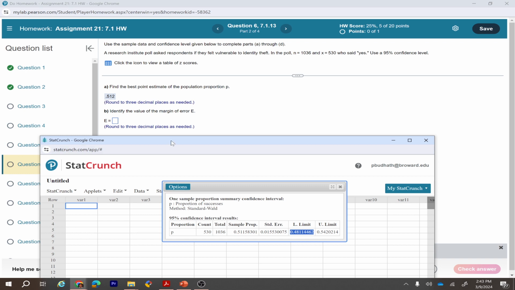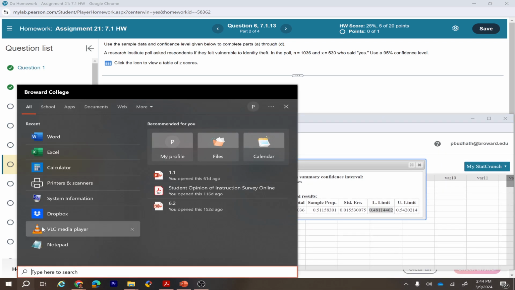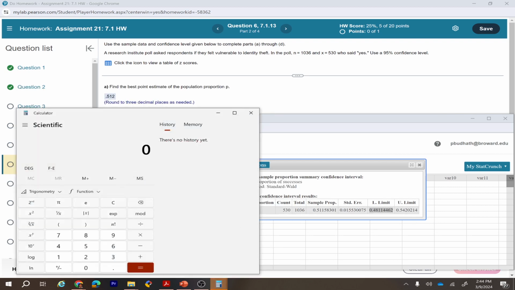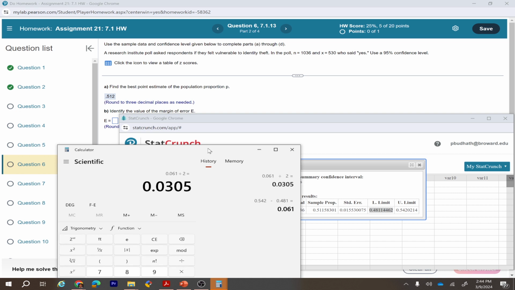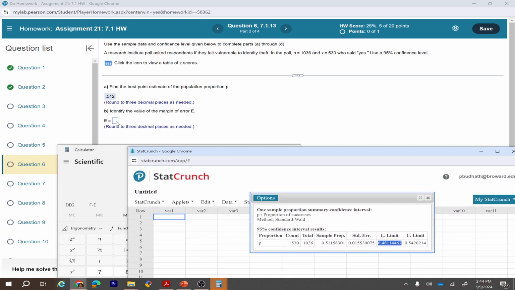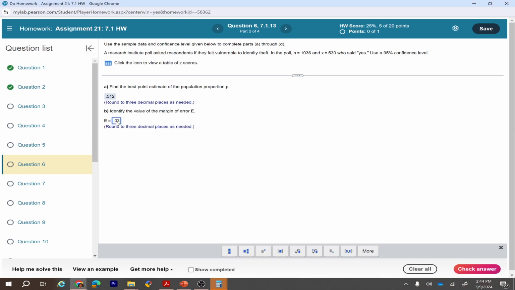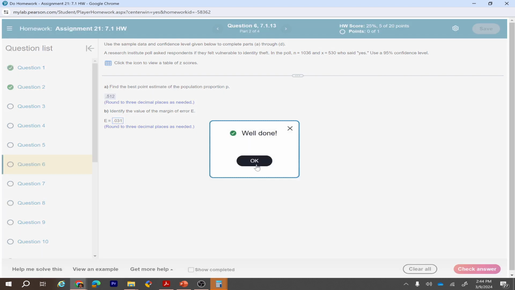If I use the calculator here, it's 0.542 minus 0.481, and then divide that result by 2, that is 0.0305. And if you look here, they are asking for rounding to 3 decimal places, 0.031.